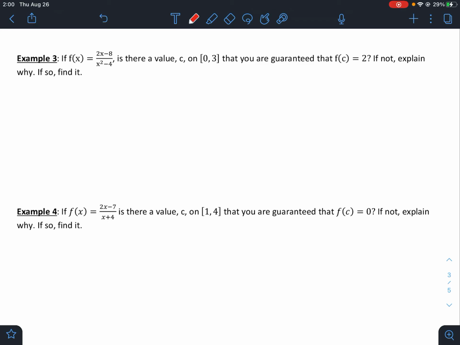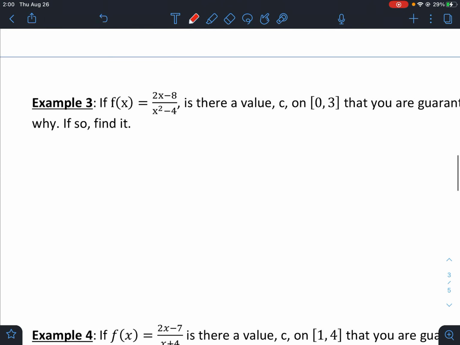All right, example 3. If f of x equals (2x minus 8) over (x squared minus 4), is there a value c on [0, 3] that you are guaranteed such that f of c equals 2? If not, explain why. If so, find it. All right. So the first thing we got to see is, is this function continuous on the interval? Well, this is a rational function. It's definitely not continuous everywhere.